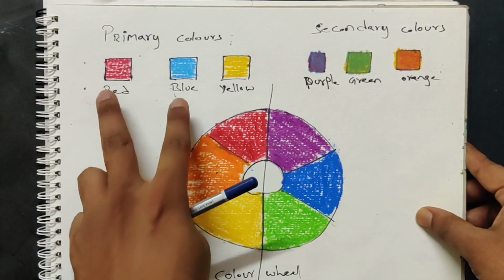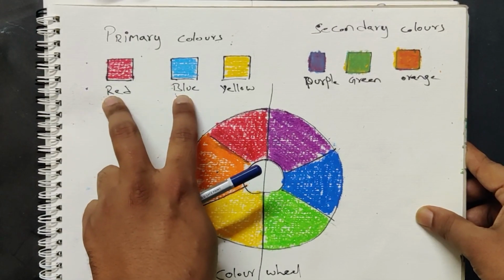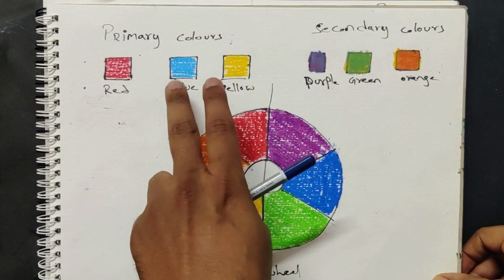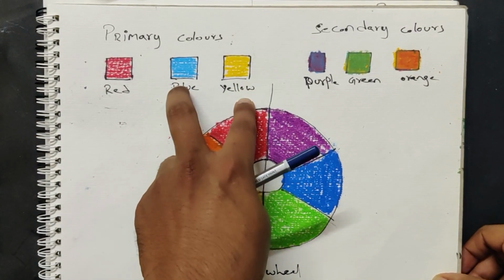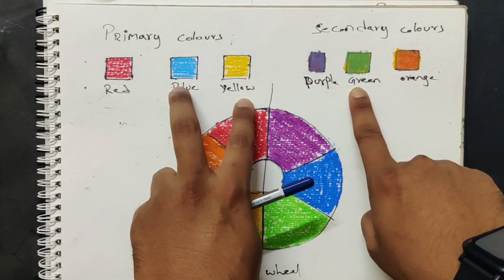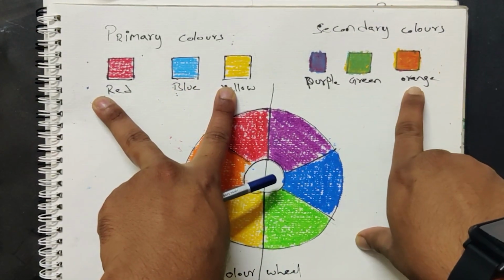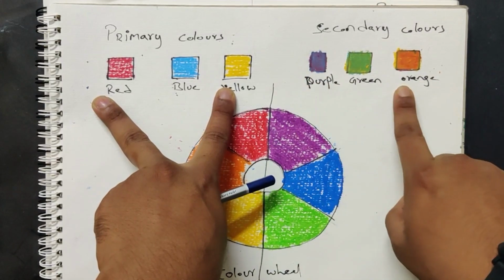For example, red and blue. If you mix red and blue, it makes purple. By mixing blue and yellow, it makes a green color. By mixing red and yellow, you will get an orange color. That's how secondary colors are formed.